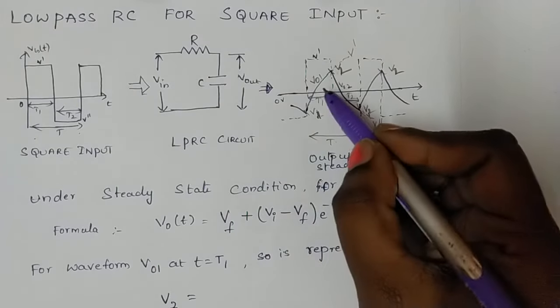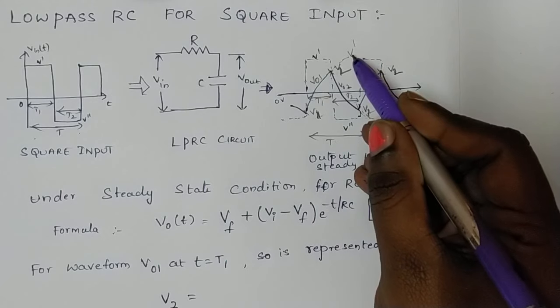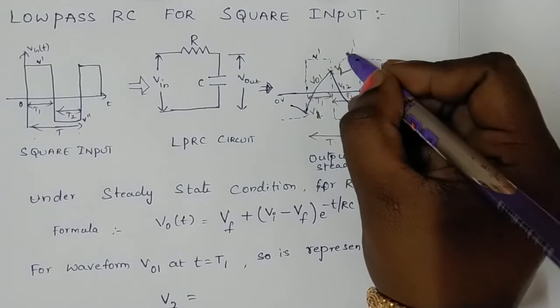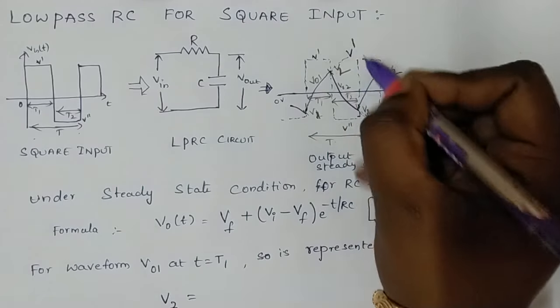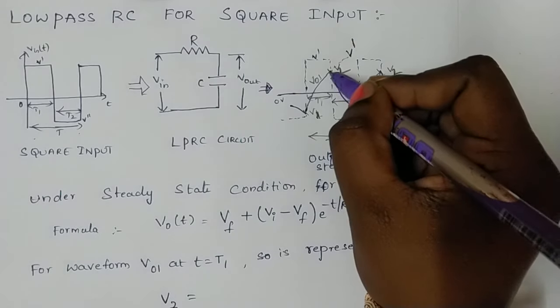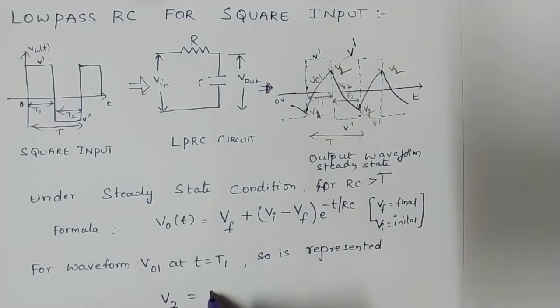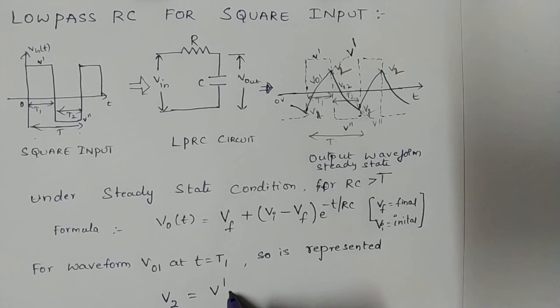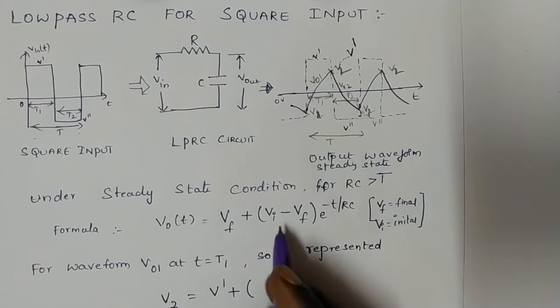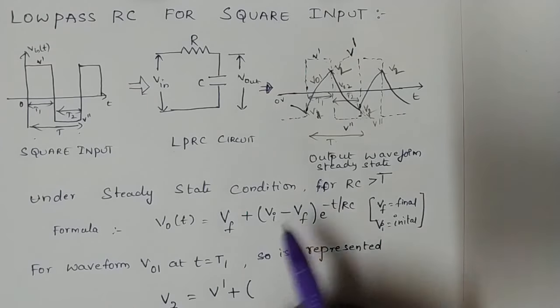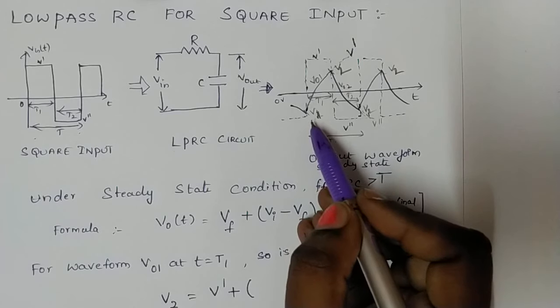Up to where it has to be charged? It has to be charged up to V dash. But it is charging up to V2. The final value is V dash plus the initial value. From where is it starting? From V1. It is starting from V1.